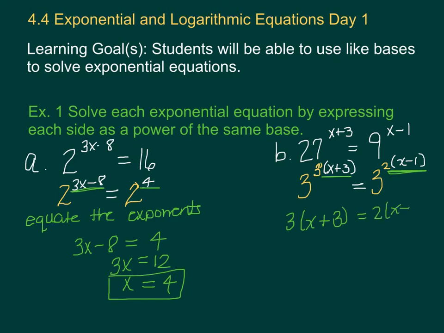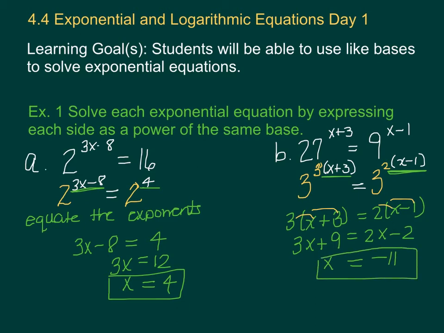And then this is just algebra solving for x. Make sure you distribute. And you'll get 3x plus 9 is equal to 2x minus 2. So I subtract 2x, subtract 9, x equals negative 11. You can always check your answers by plugging the x value into the original equation.